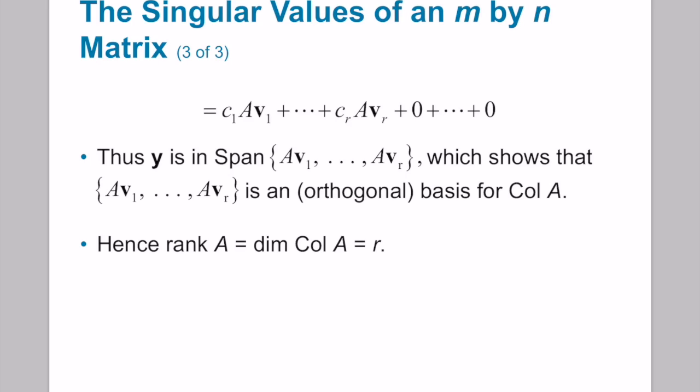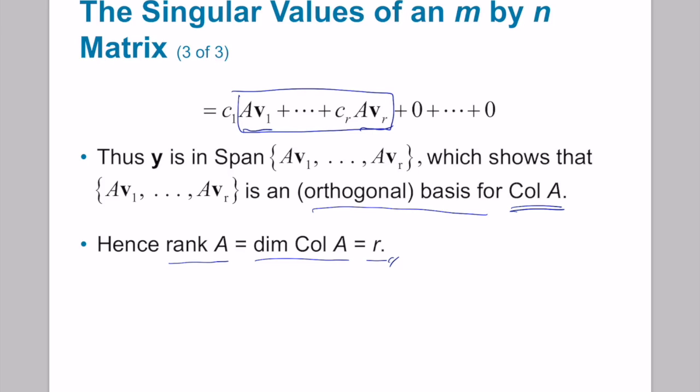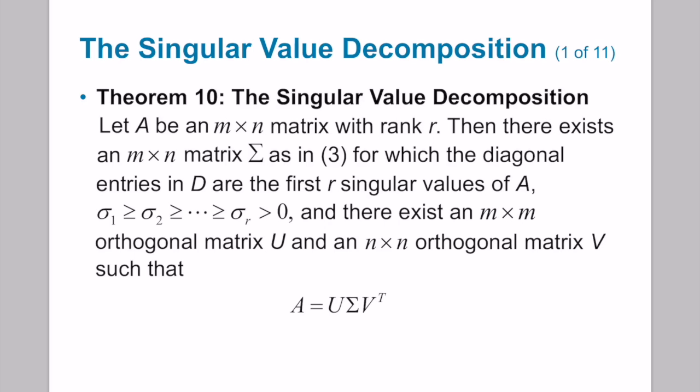So we understood that Av1 through Avr are an orthogonal basis for the column space of A, and thus the r basis vectors are forming our column space. Thus the dimension of the column space of A, or the rank of A, is r, which is the number of strictly positive eigenvalues of A transpose A.